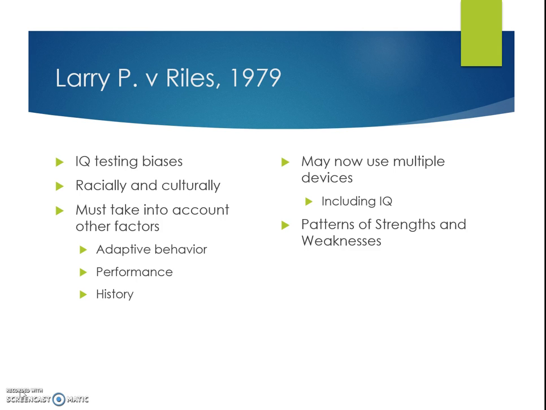Performance can include things in academics and at-home performance. Now this is adapted for all students and may use multiple devices in order to gauge the IQ. This also uses the patterns of strengths and weaknesses for adaptive behavior performance.